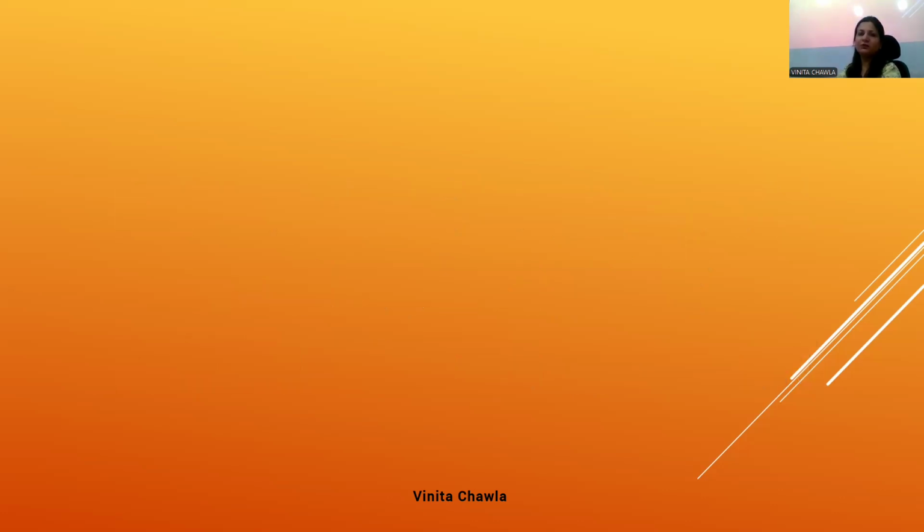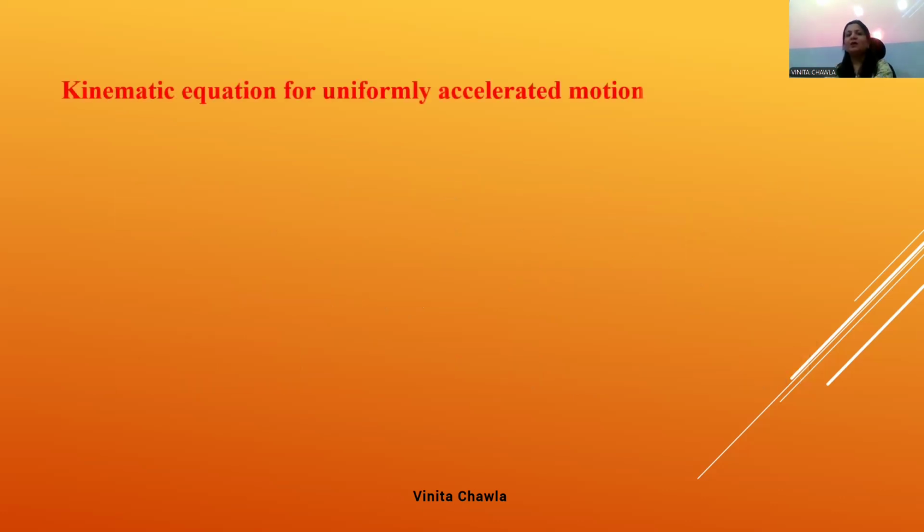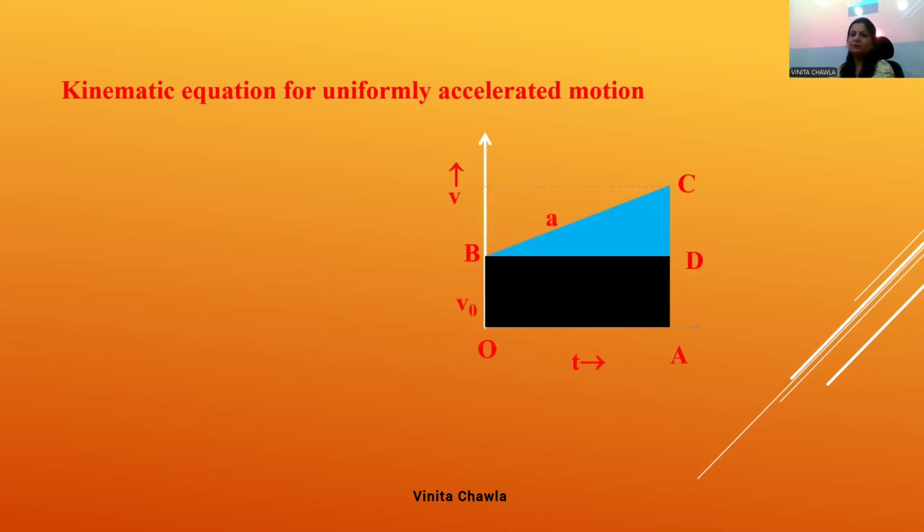So let's start from the equations. So kinematic equation for uniformly accelerated motion. So for this we draw a graph. So what does this graph indicate? What do you observe just looking at this graph? At time t equals to 0, object is at B and it is moving with some initial velocity V naught. So we are taking V naught as the initial velocity of the object. And after some time, its velocity has been changed to V in time t.